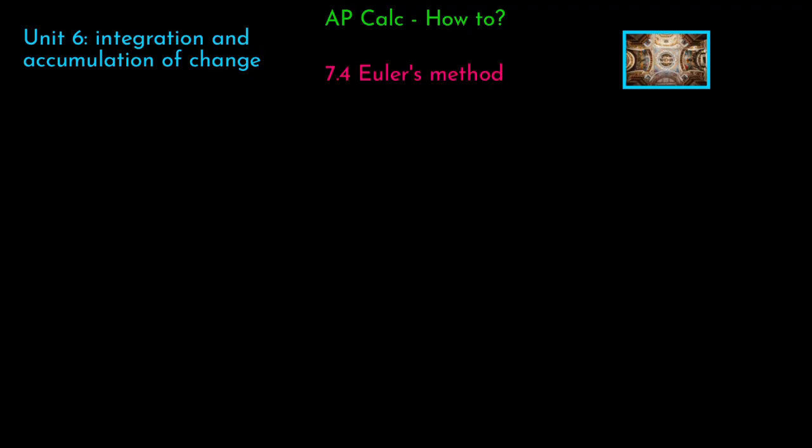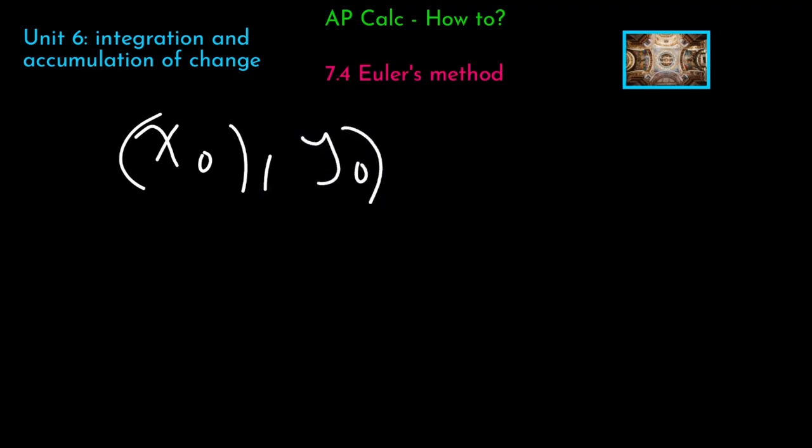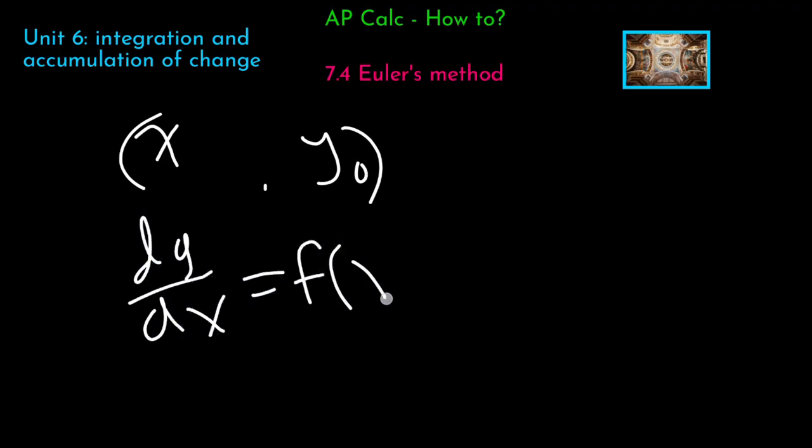So what is Euler's method? If you know a starting point, x naught, y naught, you know a differential equation dy/dx equals f of x, y, and you know a step size, h. If you know these three things, then you can perform Euler's method. It allows you to estimate the value of a solution at the next x value.